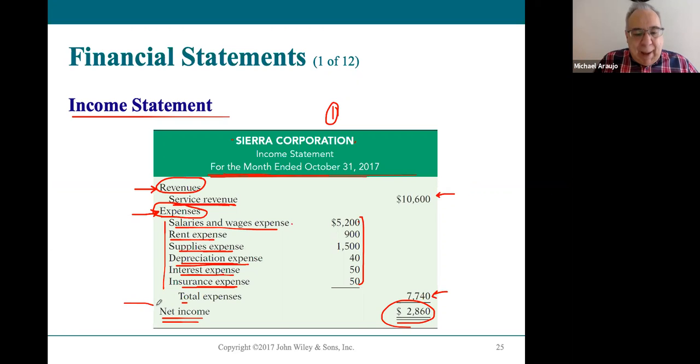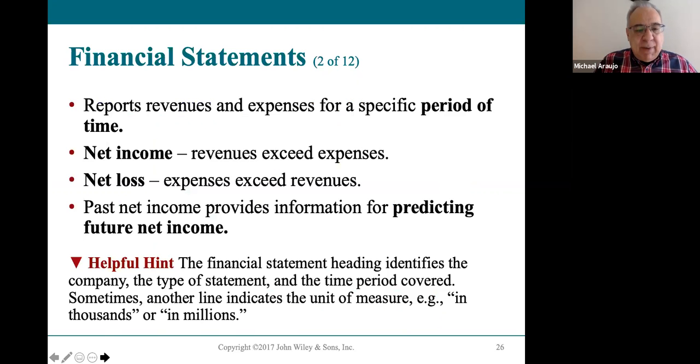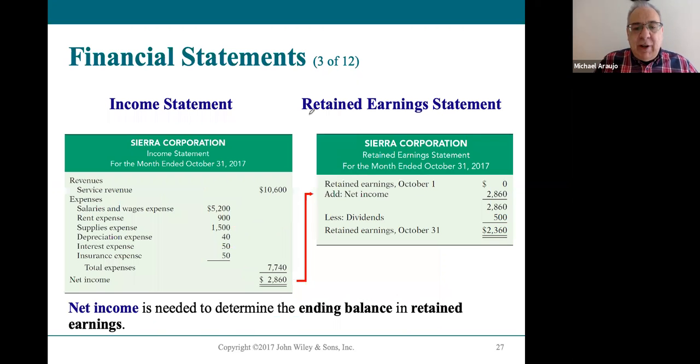So what happens to the profit? Well, that's what the retained earnings statement tells us. The retained earnings statement tells us the story of, okay, now that we know we had a $2,860 profit from our income statement, what happened to it? Okay, how much of it has been retained at the end of the month? So retained earnings is how much of the company's profits have been kept in the company.